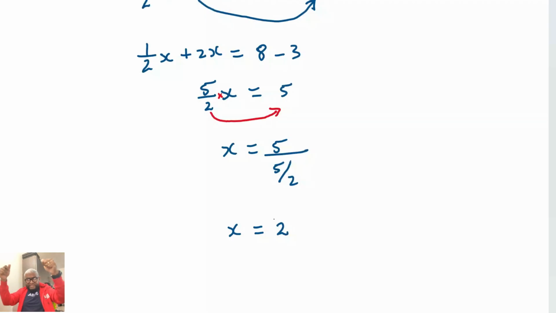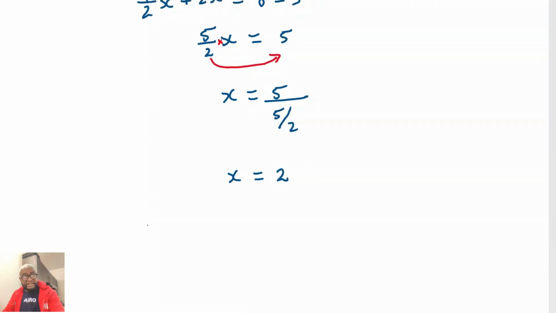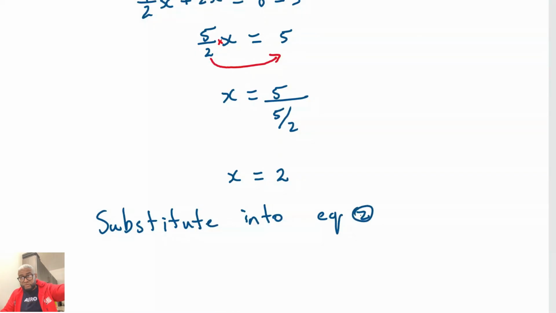Now, the mission of a simultaneous equation is to find the value of x and y. We found the value of x. What do we have to find the value of now? I think Jada said y. Excellent, Jada. Find the value of y. So I'm going to take this 2 and substitute into equation 1 or 2, right? You've actually used 1, so you're going to use equation 2.